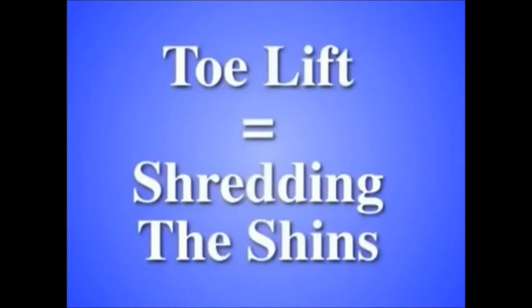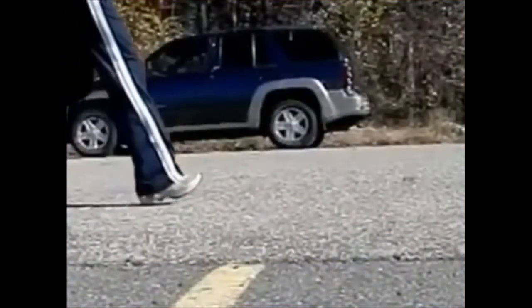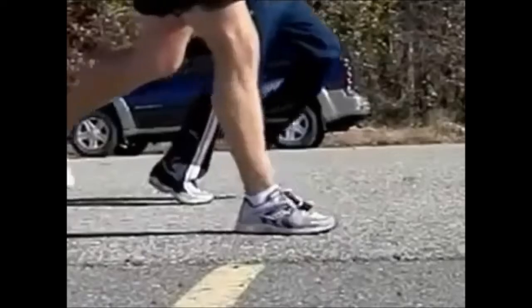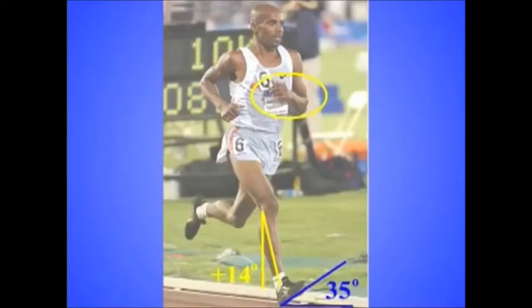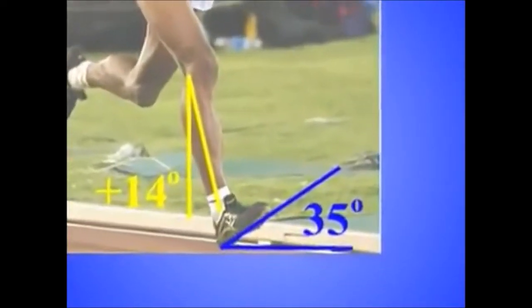Many distance runners lift their toes as they run due to chronic tension. Toe lift is the main source of shin splints in runners. Meb has a toe lift angle of 35 degrees.